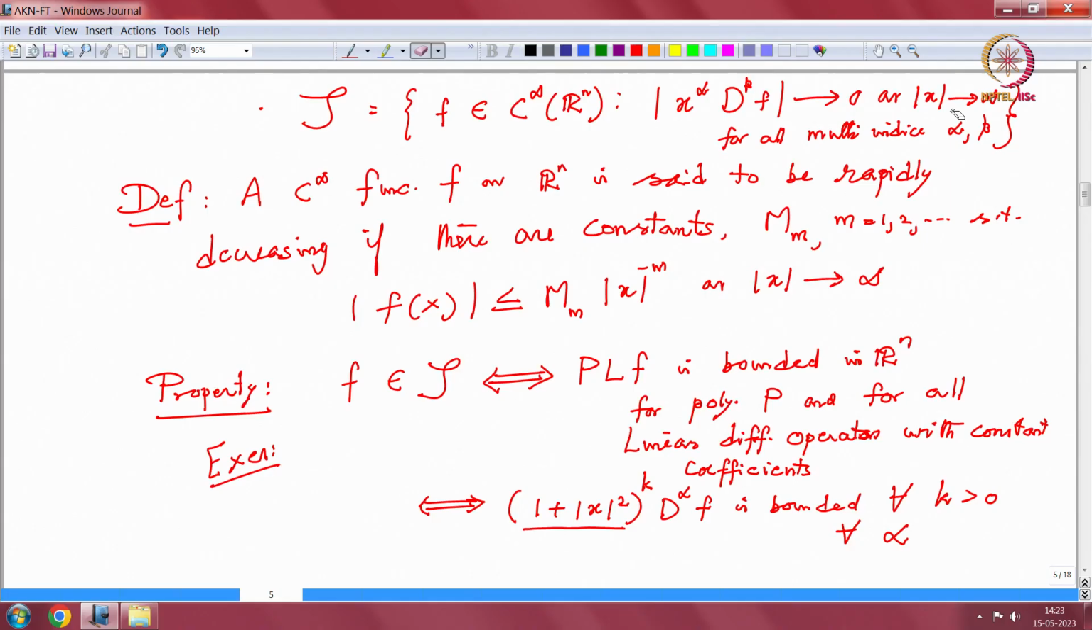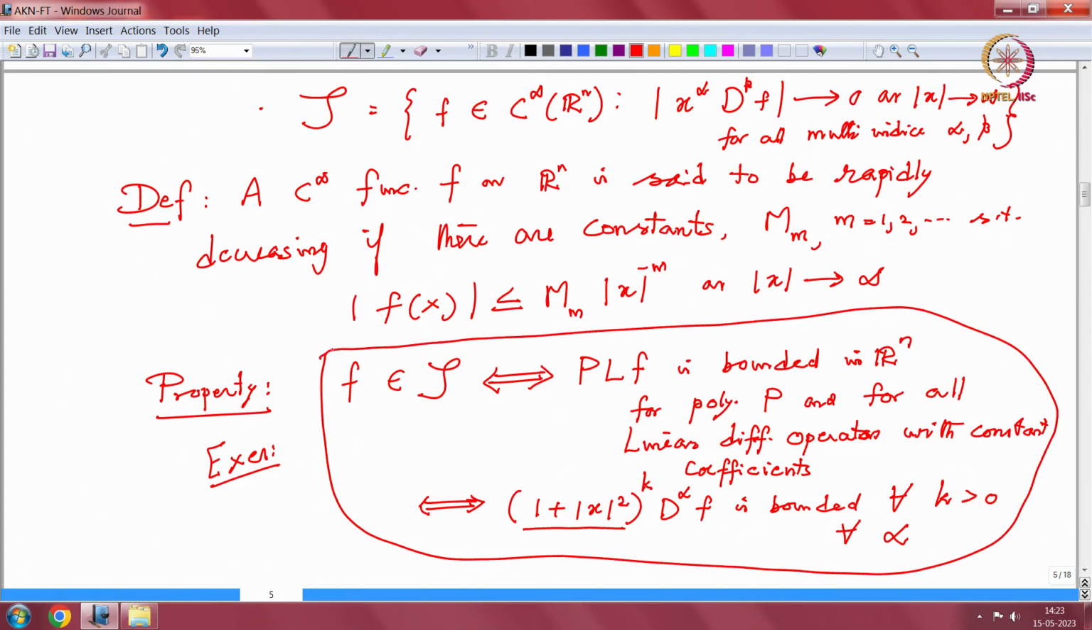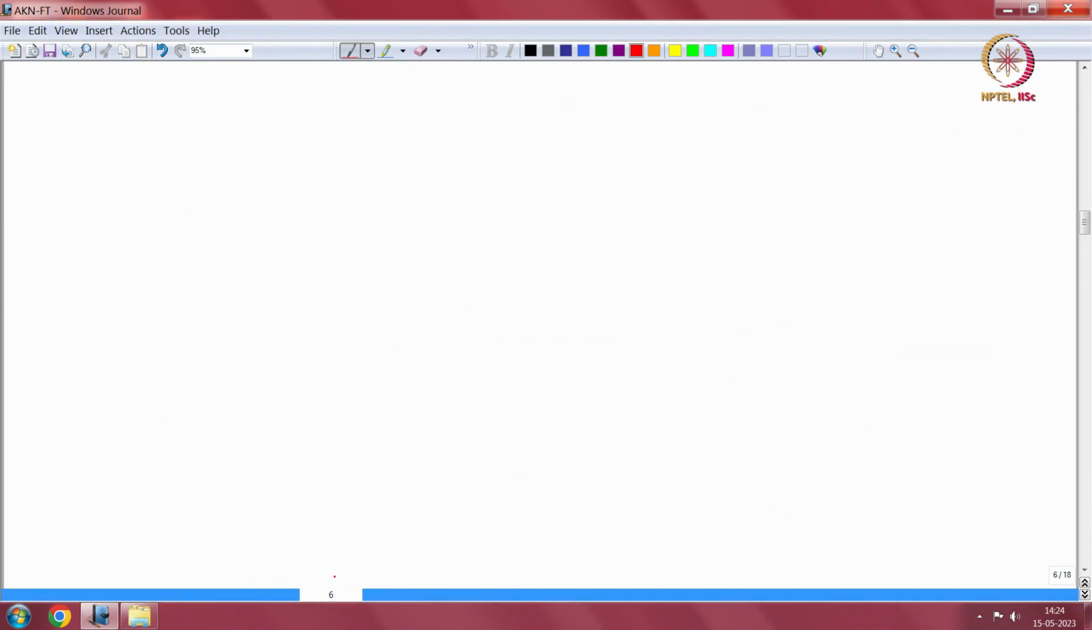functions which are rapidly decreasing, and Schwartz space is nothing but the set of all C infinity functions such that all its derivatives are rapidly decreasing. And then we also saw an equivalent criterion for a function to be in Schwartz space, especially the third one. It's enough to check that for a C infinity function for all k, and this is useful for the computations. So, with that now we can define a topology also.